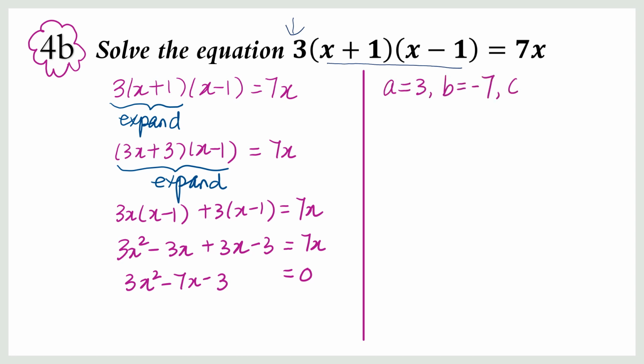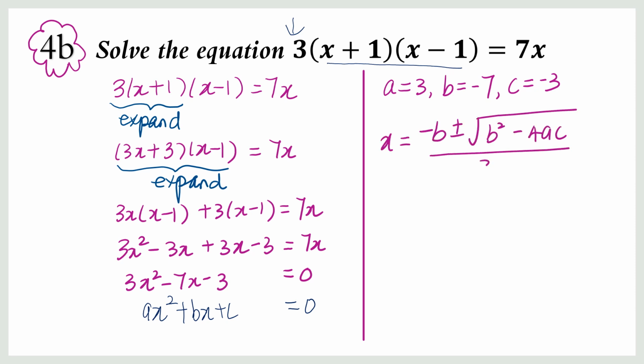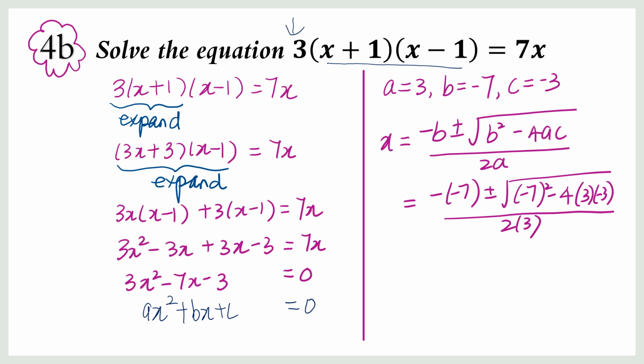Write down the values for a, b, and c. Compare it with the quadratic equation, which is ax² + bx + c = 0. So you can see that a is 3, b is -7, c is -3. Write down the formula and do the substitution correctly. Use a calculator to help you, and you should get two answers, the first being -0.3699.